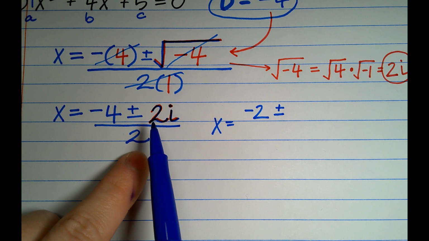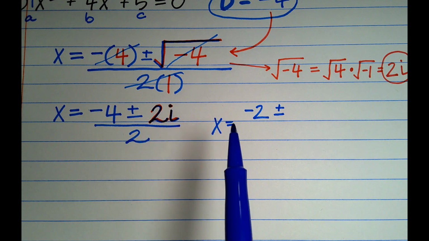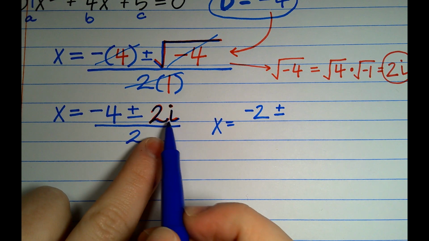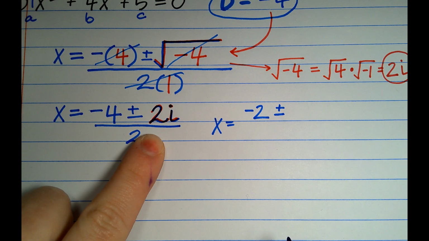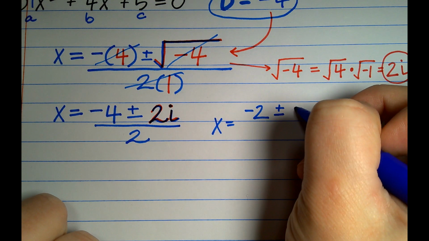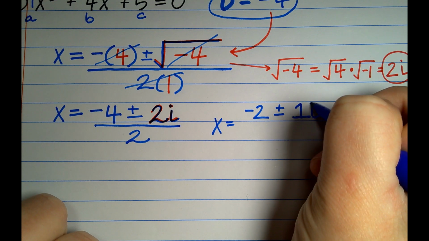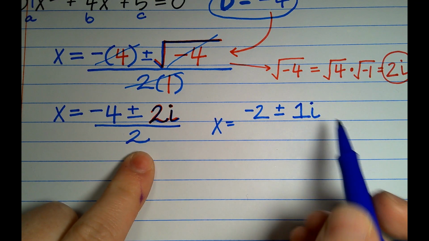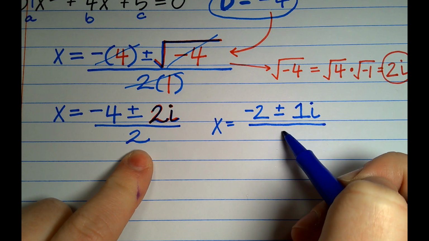Now, just like with variables, we can still take a number with an x on it, or in this case with an i on it, and divide it by a regular number. So I have 2i divided by 2, 1i. And 2 divided by 2 is 1.